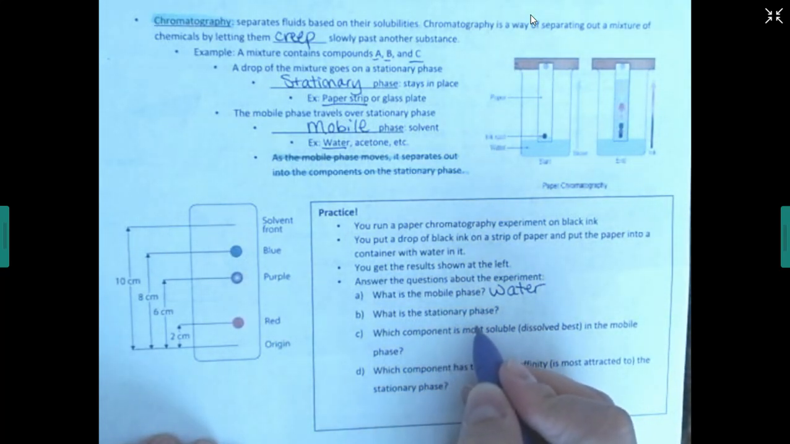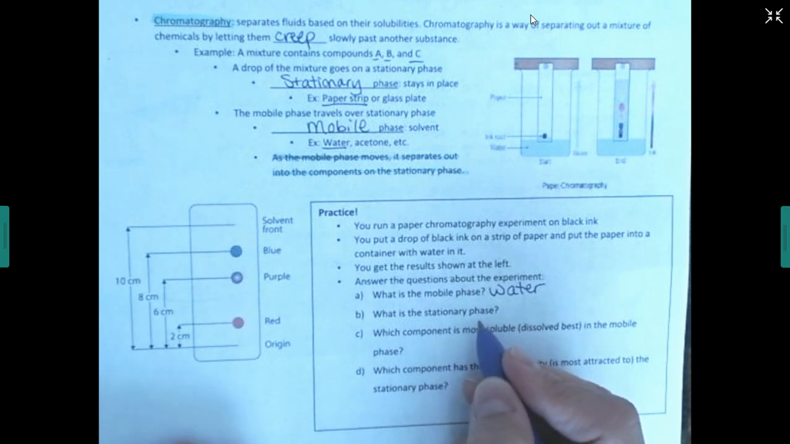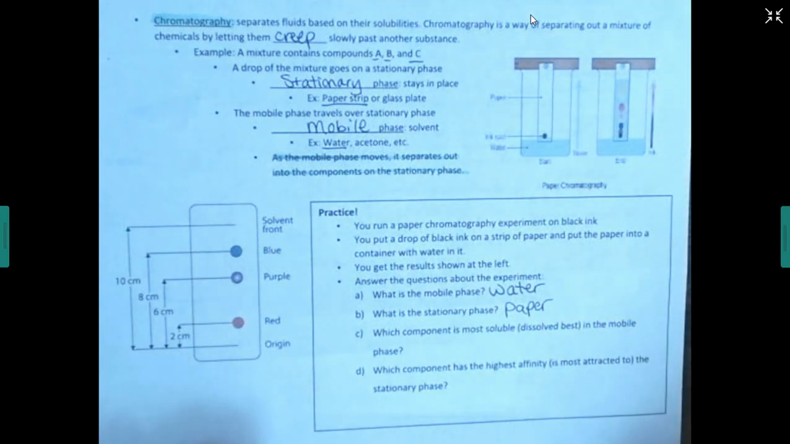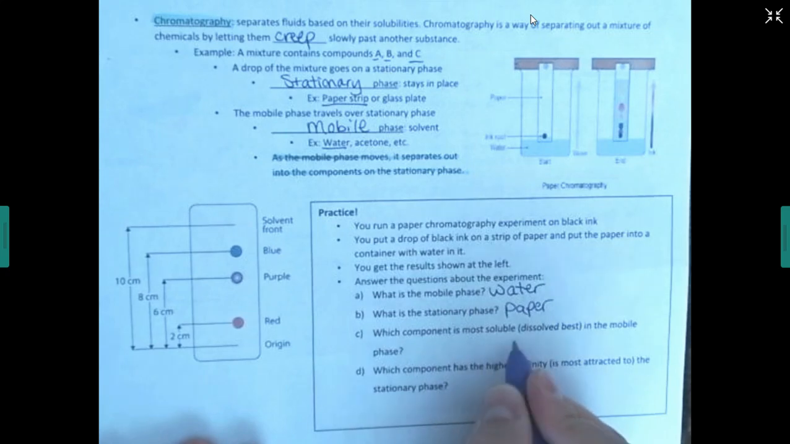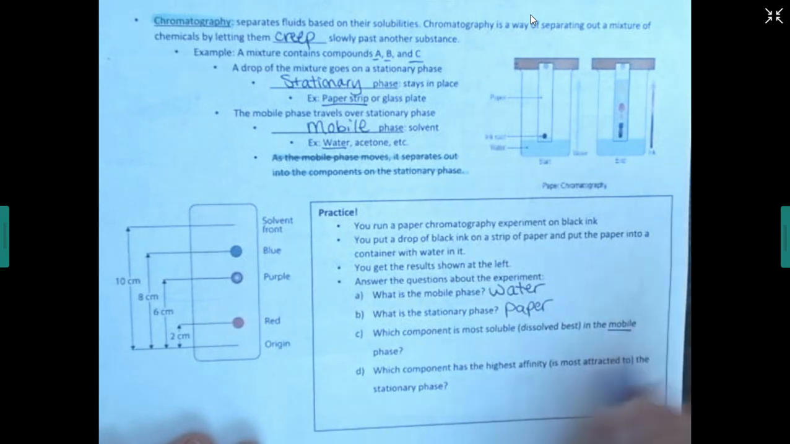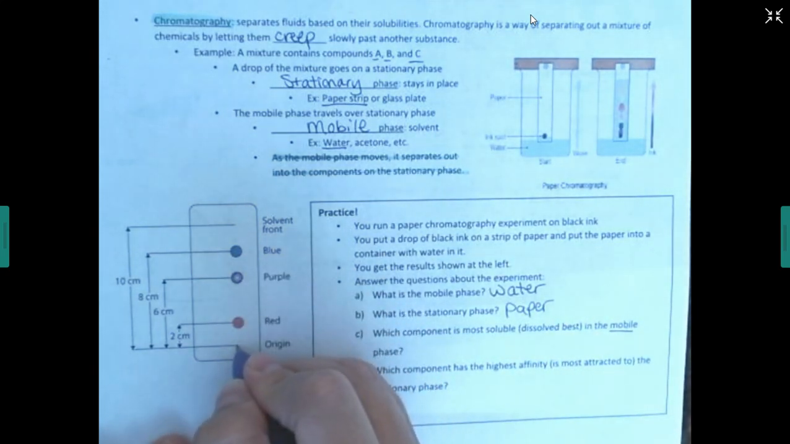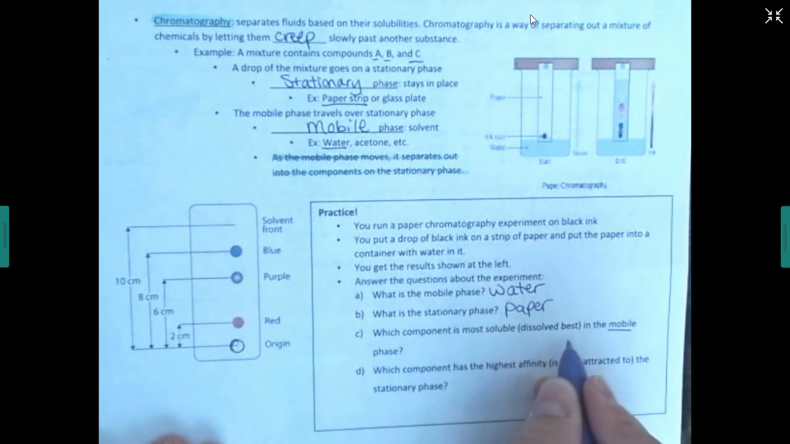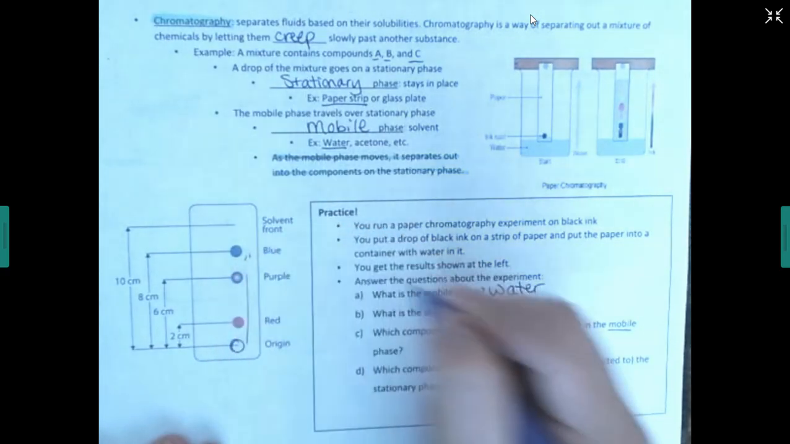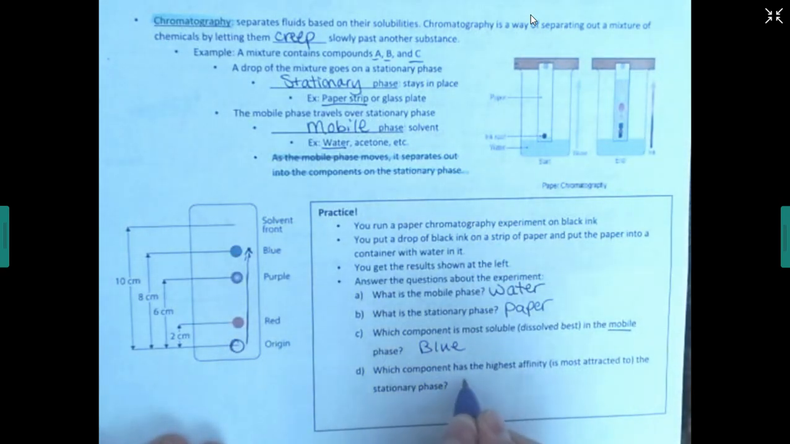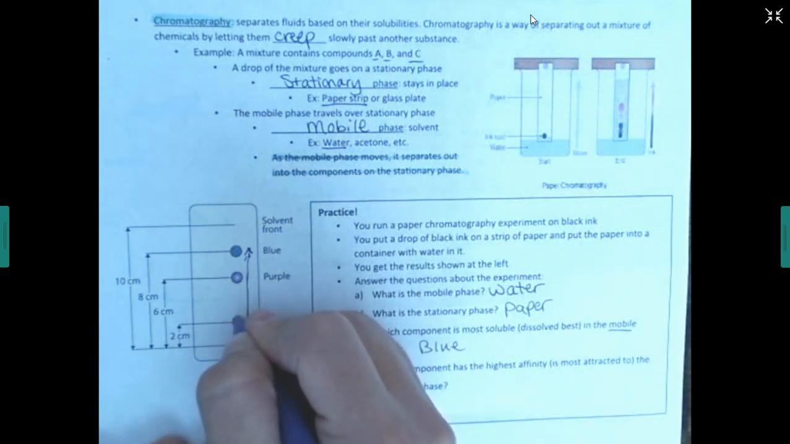What is the stationary phase? The stationary phase is the thing that it is traveling across. So that would be the paper. Your paper or your paper towel is your stationary phase. Which component is most soluble in the mobile phase? So basically, which one moved the furthest up? If this is our origin, our black spot where we started, and we're trying to figure out which dissolved best in the mobile phase, that would be blue, because that one traveled the furthest up the paper. Which component has the highest affinity for the stationary phase? That means which one was most attracted and stayed put the best. That would be red.